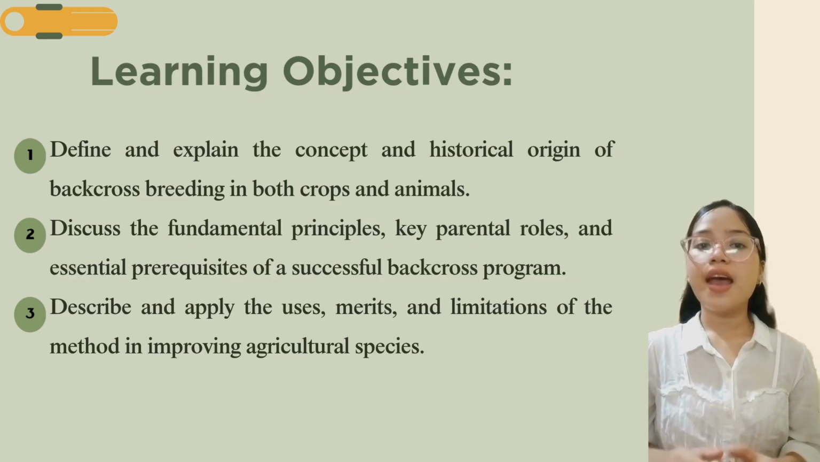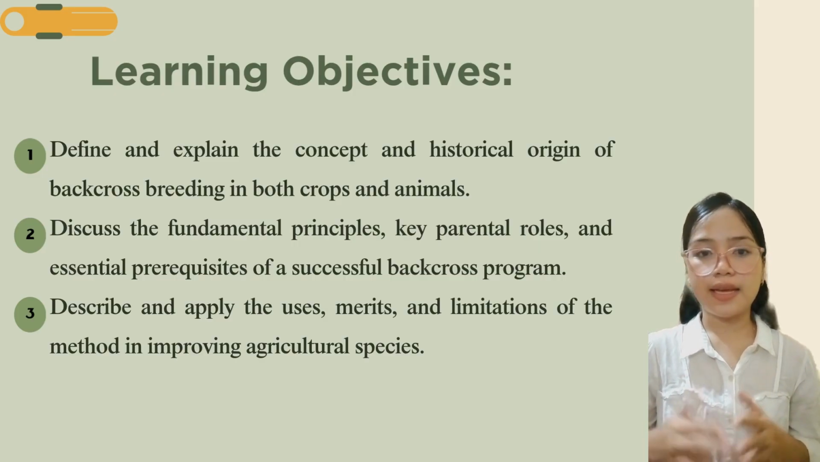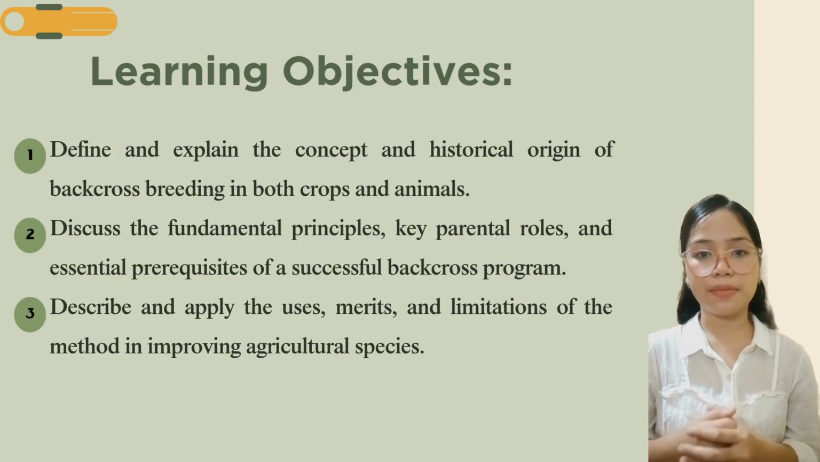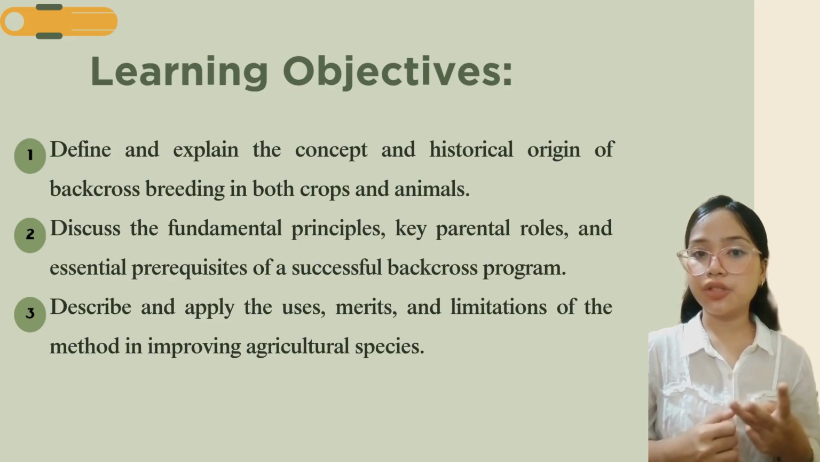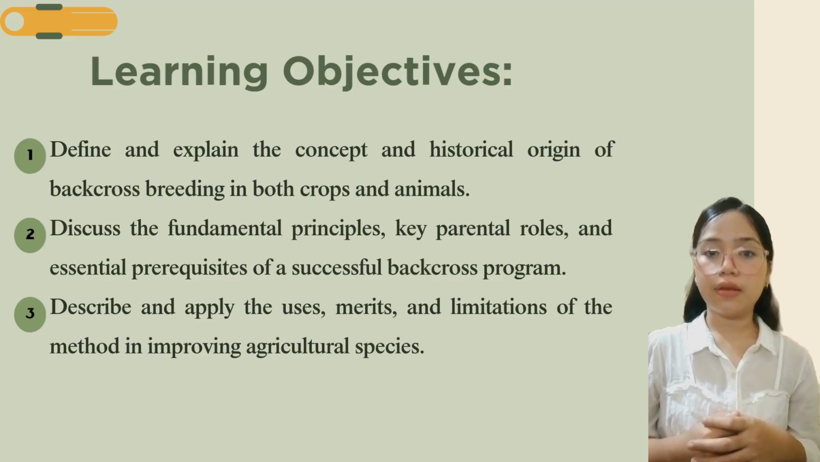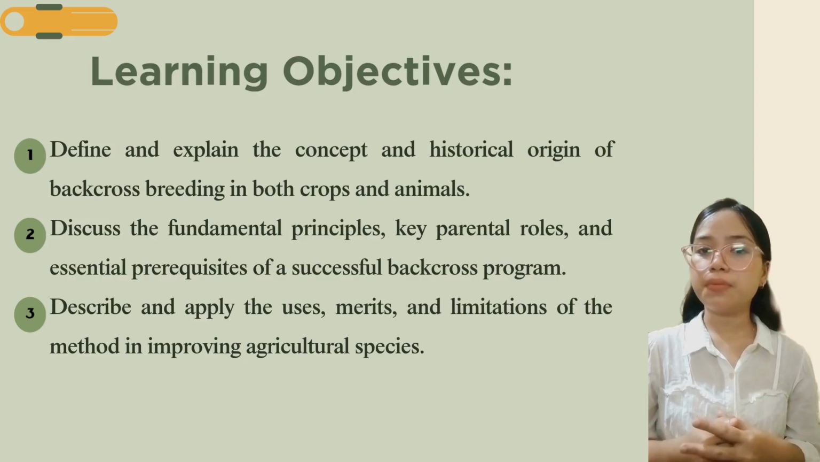For this discussion, our learning objectives are the following. First, to define and explain the concept and historical origin of backcross breeding in both crops and animals. Second, to discuss the fundamental principles, key parental roles, and essential prerequisites of a successful backcross program. And third, to describe and apply the major uses, merits, and limitations of this method in improving agricultural species.